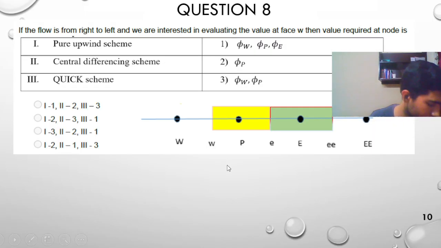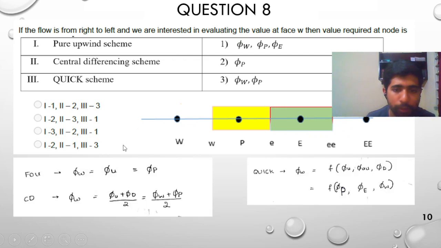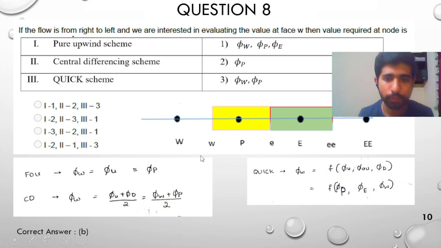Okay, so as per this discussion, what we get is that pure upwind scheme is nothing but first order upwind. It should be phi at only P, so only one point is involved, whereas in the central difference, it should correspond to phi at W and P, 2 points. QUICK scheme will involve 3 points. So 2 should correspond to 3, 3 should correspond to 1, and 1 should correspond to 2. So I think option B is correct for this.